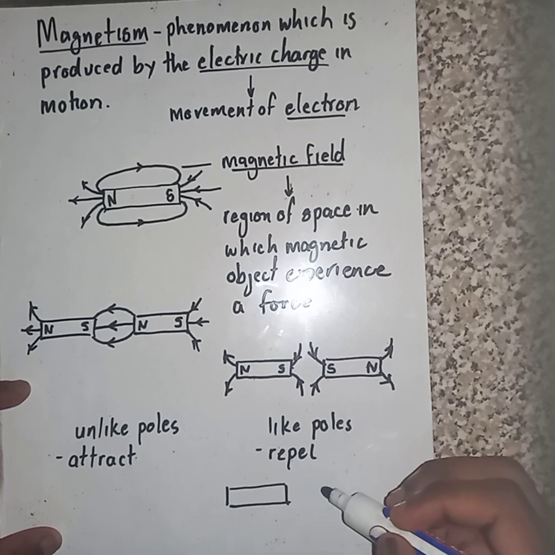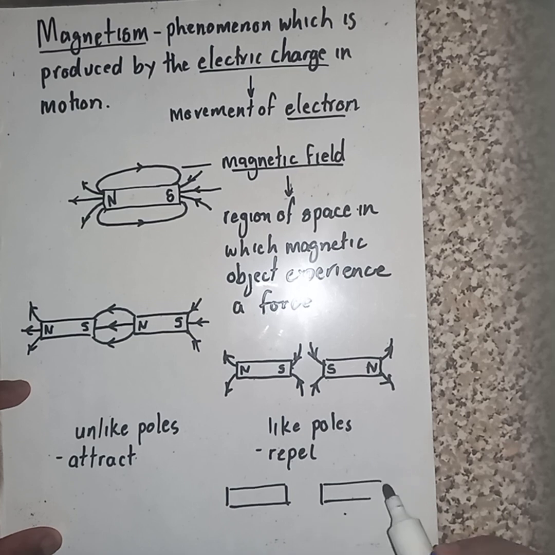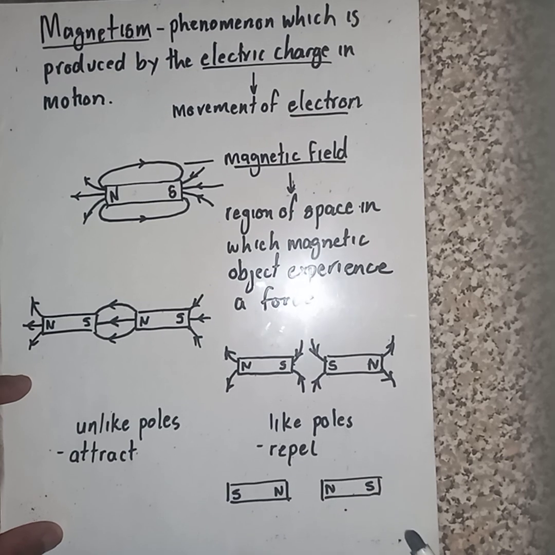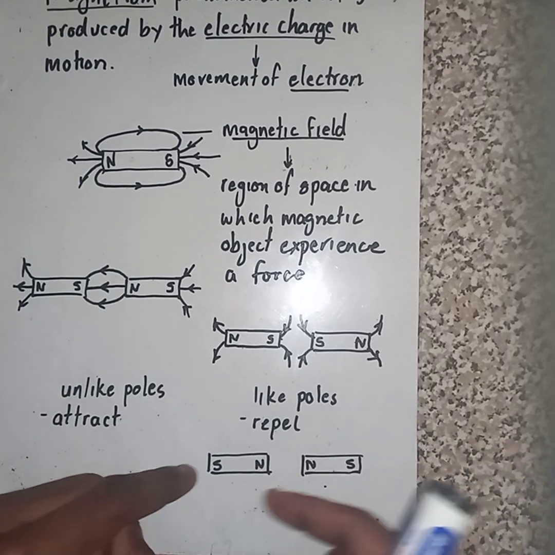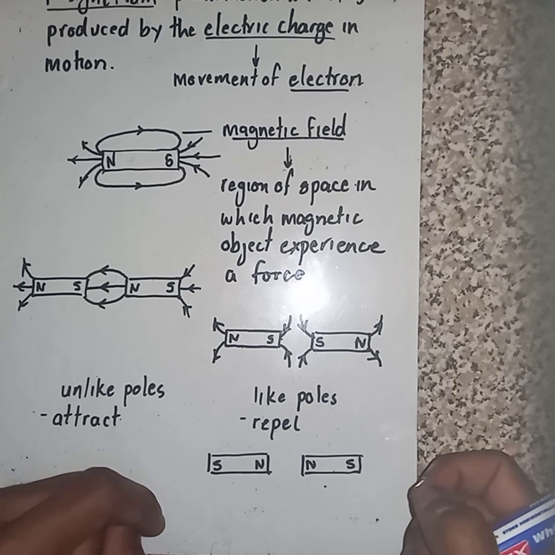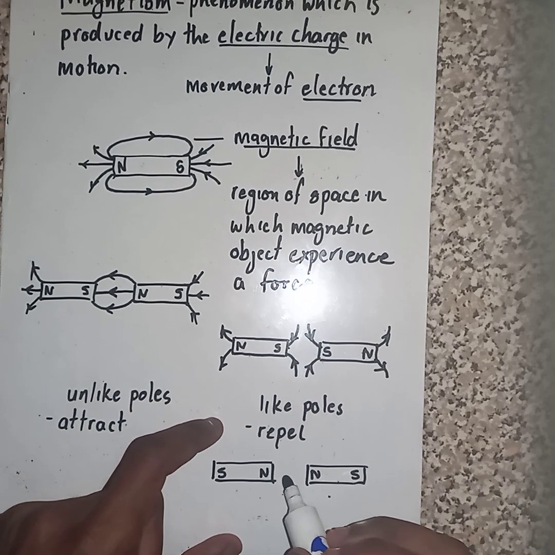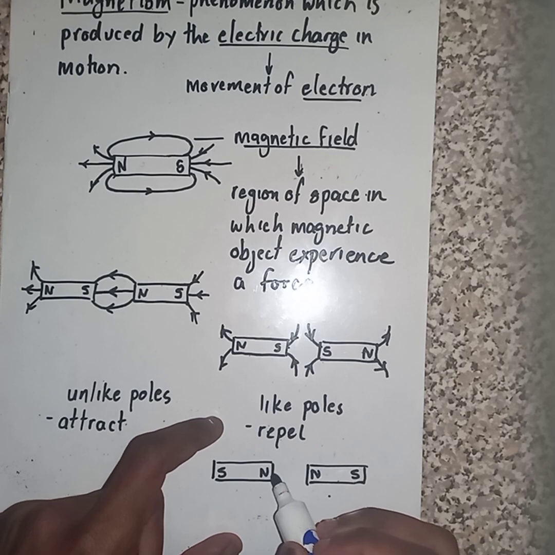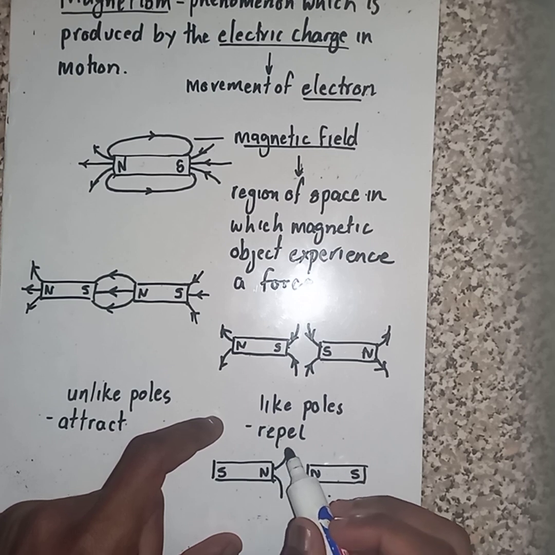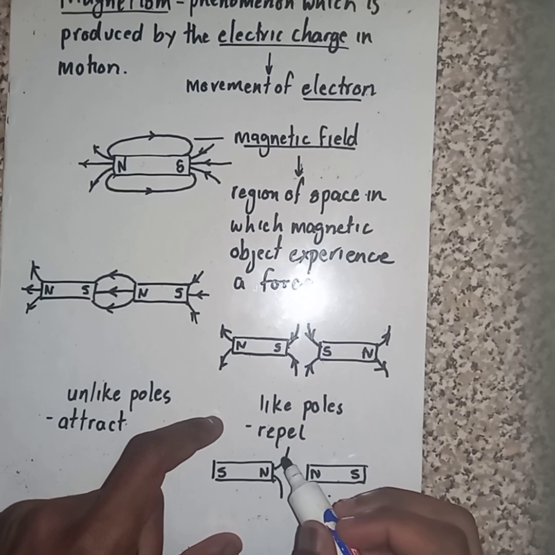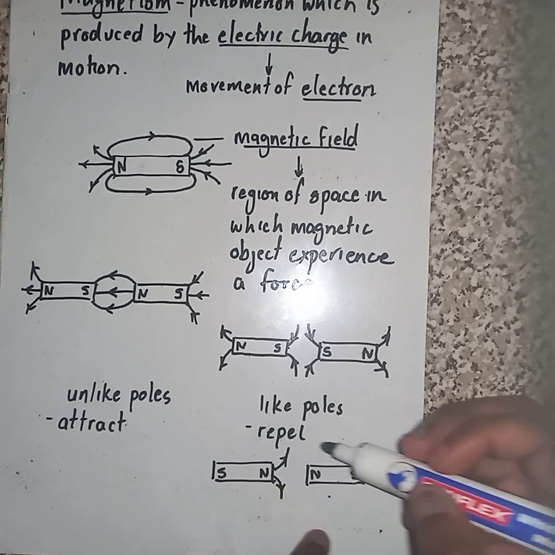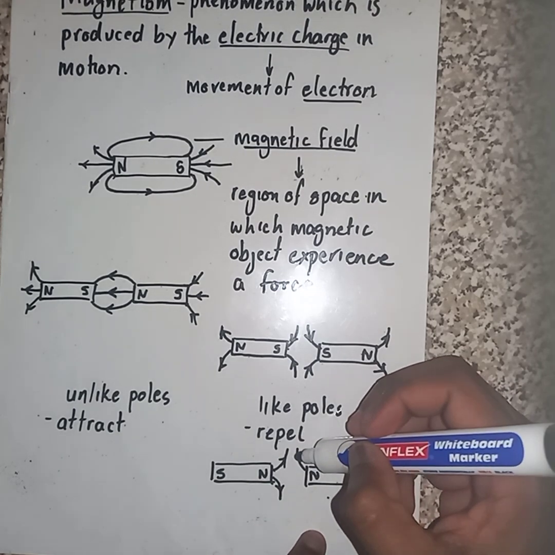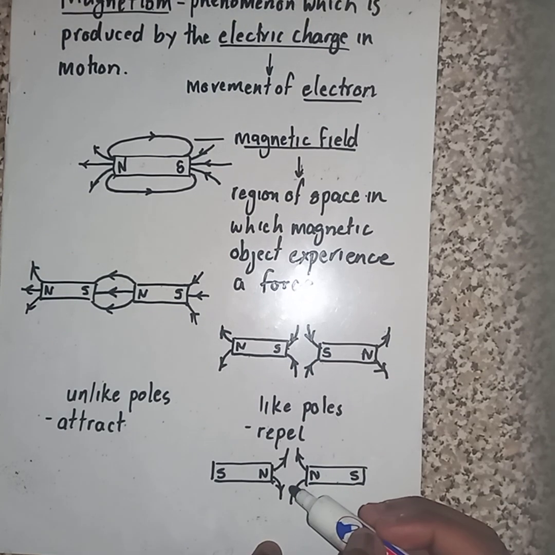Whereby now I have two north poles facing each other. How are you going to draw the magnetic field lines around each of these magnets? It's so simple. You apply the same principle, saying now, okay, magnetic field lines move away from north. Same applies to this one. They will move away from north.